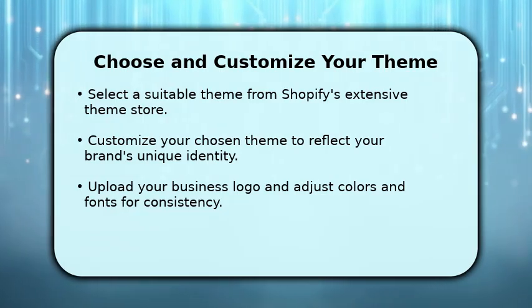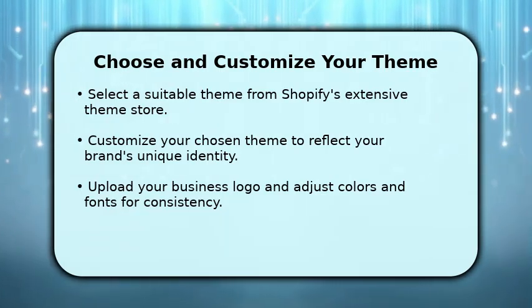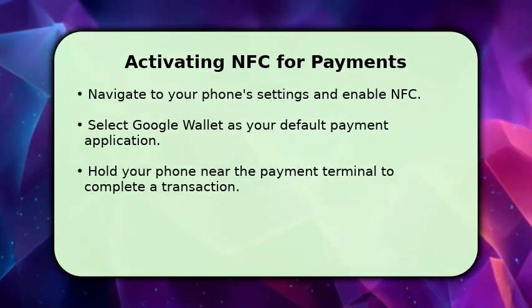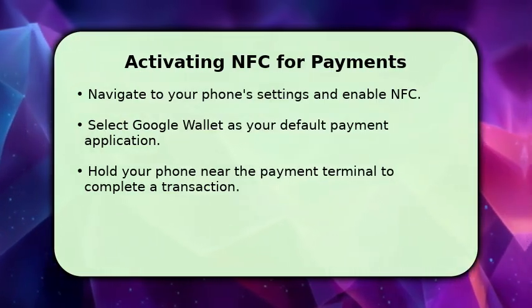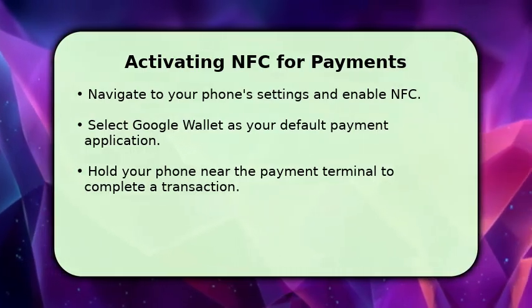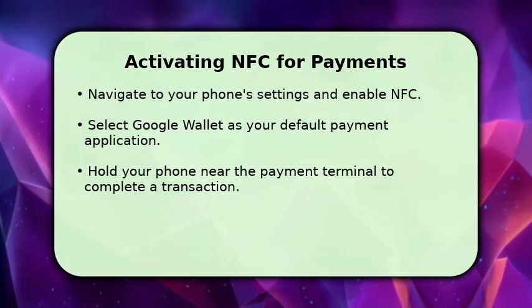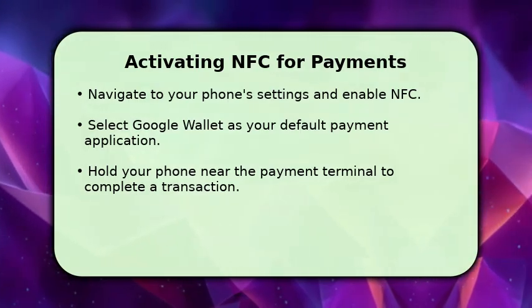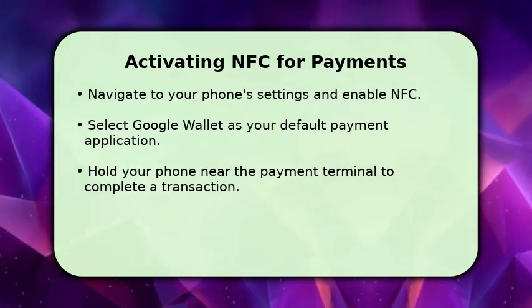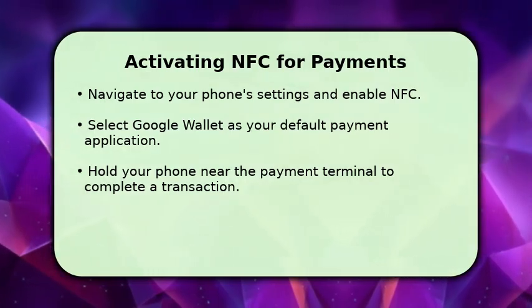With your card added, it's time to activate NFC for payments. Go to your phone settings and enable near-field communication. Next, select Google Wallet as your default payment application for contactless transactions. To make a payment, simply hold your phone near the payment terminal. Your device will prompt you to confirm the payment, often with a fingerprint or PIN, completing the transaction in just a few seconds.